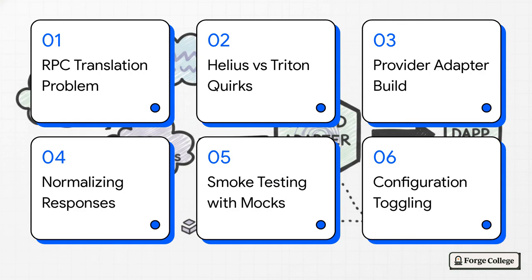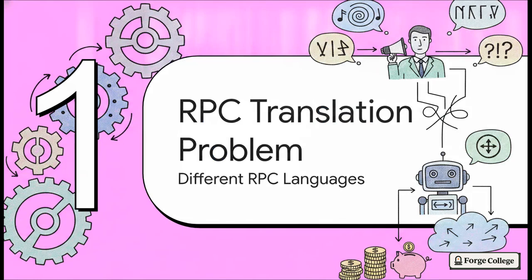We'll diagnose the RPC translation problem, map out Helius versus Triton quirks, build our provider adapter, normalize our responses, run some smoke testing with mocks, and finish up with configuration-driven provider toggling. Let's get to it. Section 1. The RPC translation problem, or what happens when RPCs just don't speak the same language.